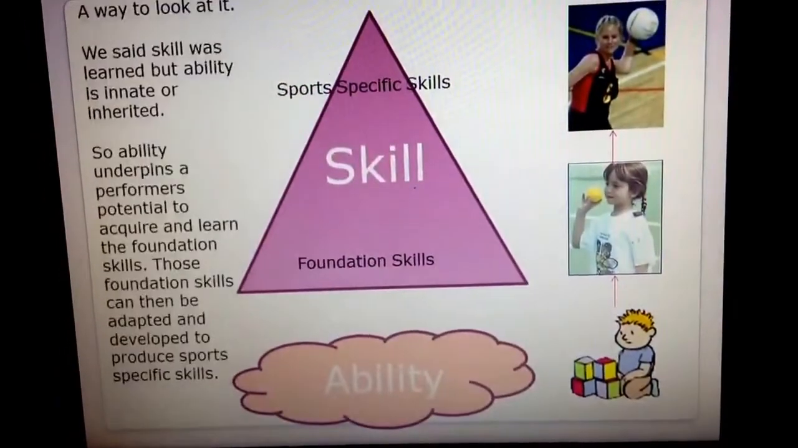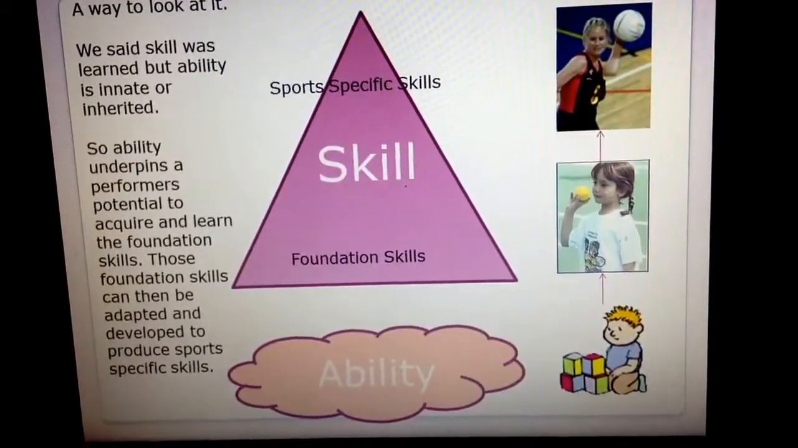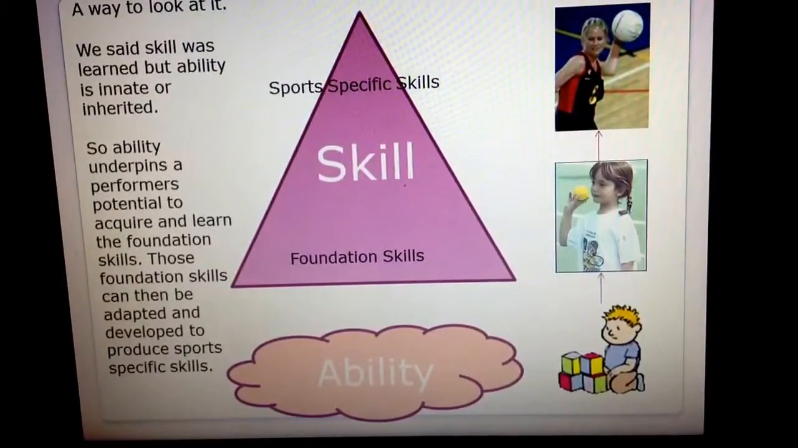So linking things together then, we've got a way to look at it. We know that ability underpins skill, so it sits below that triangle of skill. We know that we build from young to old and our skills develop as we mature. So we can say that skill is something that's learned and ability is something that's innate or natural and inherited from our parents. So ability supports a performer's potential to acquire and learn those foundation skills.